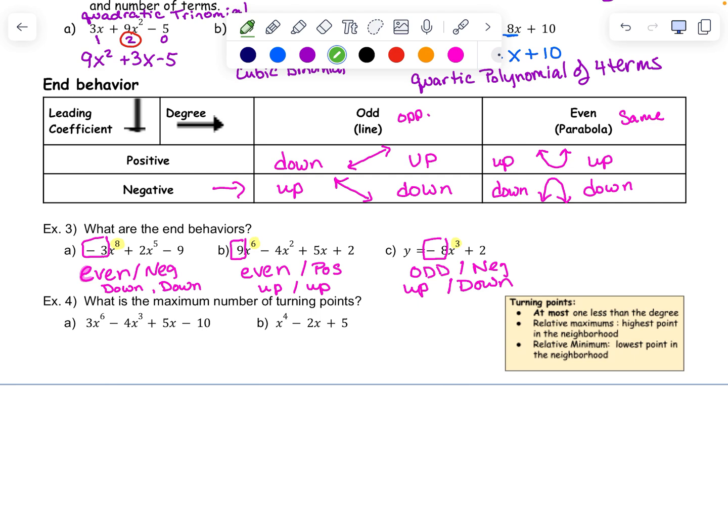And then the last thing we're going to talk about is the maximum number of turning points. When we're looking for turning points, we can see that this changed direction here and it changed direction here. So that would be 2 turning points. If I want to know the maximum number of turning points, I'm going to take my degree minus 1. So for this one, the degree is 6. So 6 minus 1 is going to be 5. So at most 5 turning points for this one.